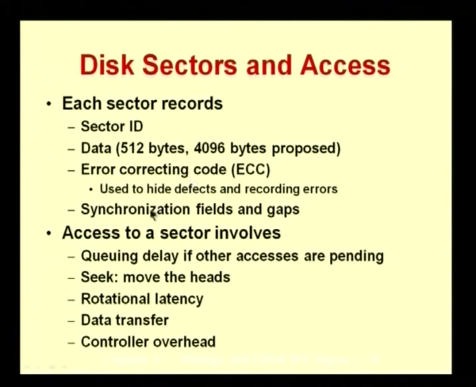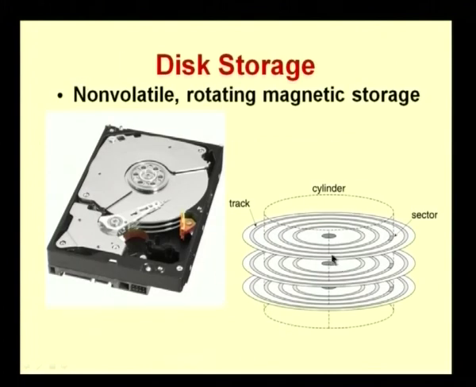Okay. Then in addition to the error correcting code, the ECC information, there will also be some synchronization fields and gaps for every sector. Now, this is in order to make sure that your data is recorded correctly and that you are able to read it back correctly and so on. Okay. So, this is the information that will go into a sector, and then when you access a sector, okay, you will find that typically what will happen is that if you look at this picture, these disks are rotating at a particular speed, right.